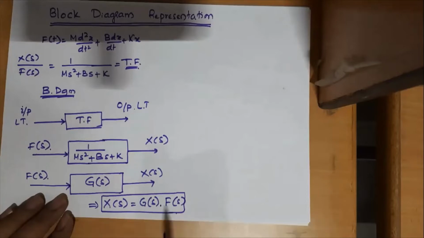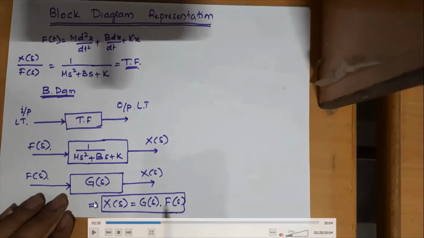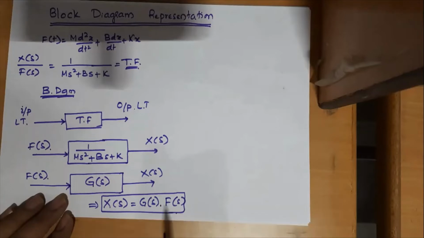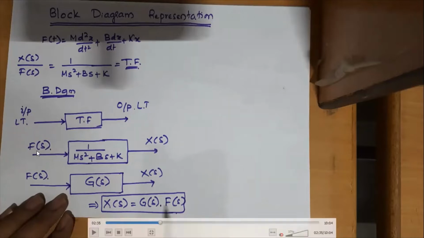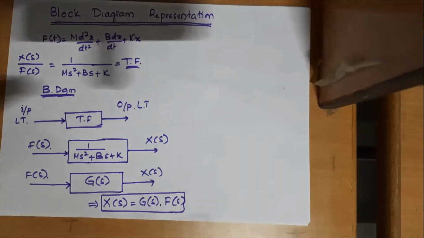I am particularly highlighting every time the Laplace transform because this expression is true only when it is in the Laplace domain. So we cannot write x of t equal to g of t into f of t. This you will be studying in signals and systems. So please remember not to forget about the Laplace term. This is one way of writing the block diagram.